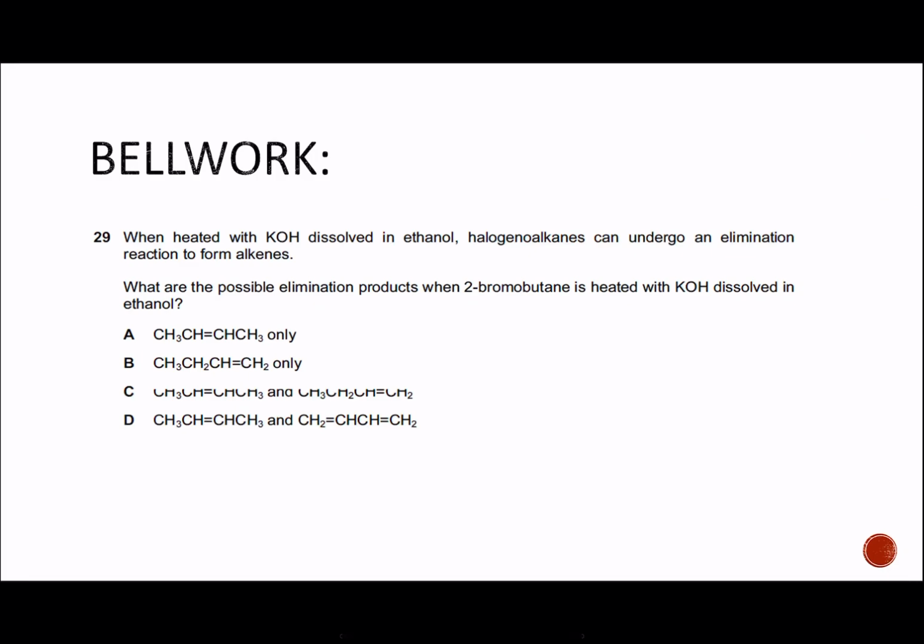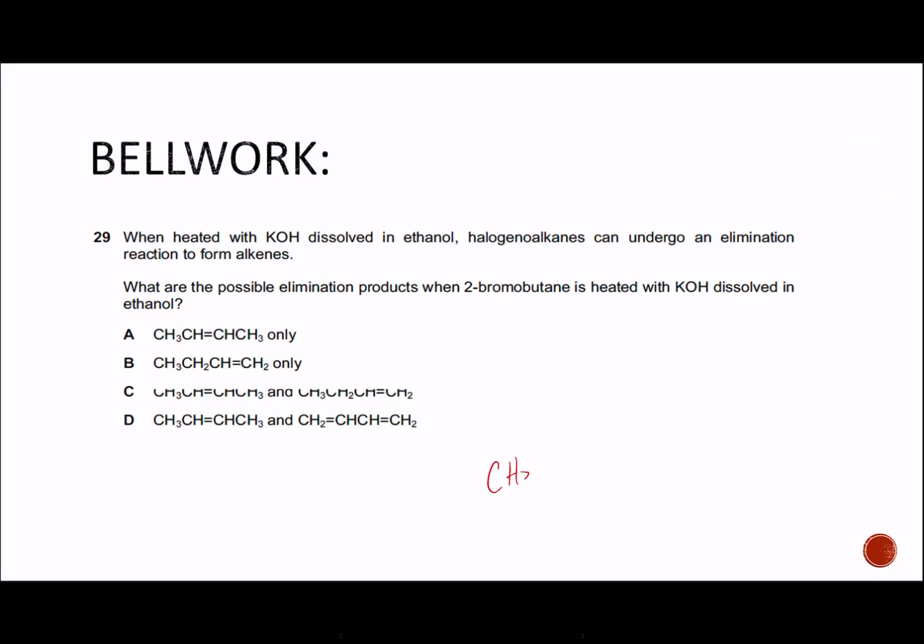First with the bell work. When heated, KOH dissolved in ethanol, halogen alkanes undergo elimination reactions to form alkenes. What are the possible elimination products when 2-bromobutane is heated with KOH dissolved in ethanol? So let's take a look.